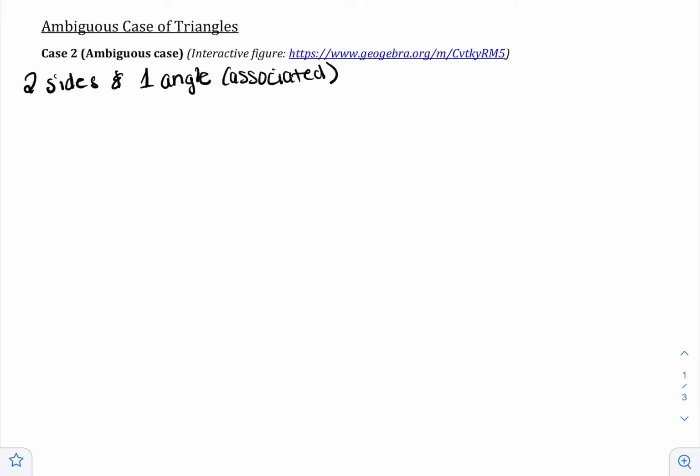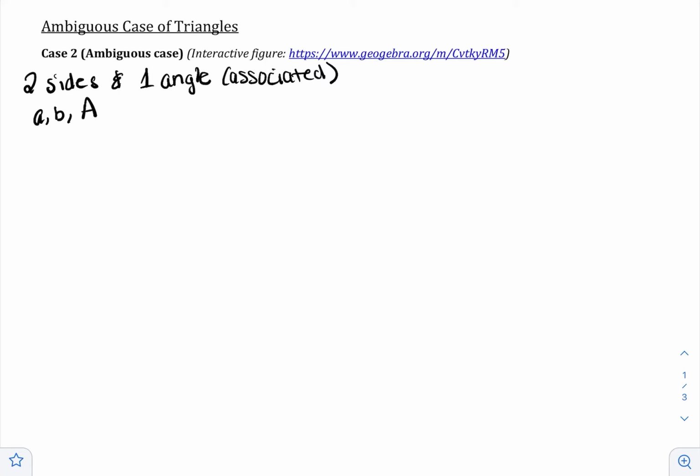So it will match one of the sides. For example, little a, little b, big A. You could also be given little a, little b, big B, but you could not be given little a, little b, big C. That's going to be case 3, which will not be the ambiguous case.